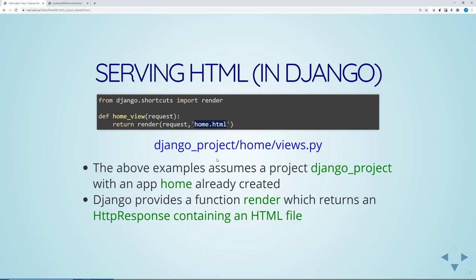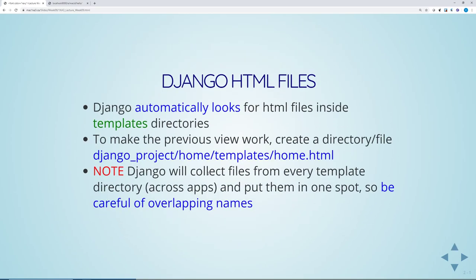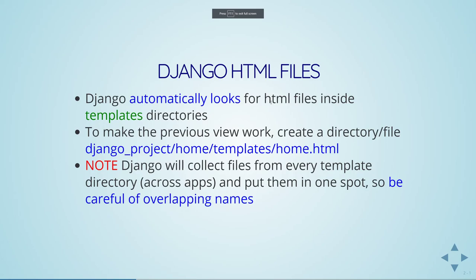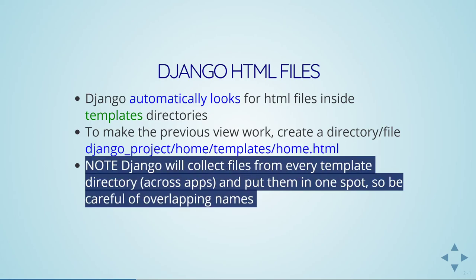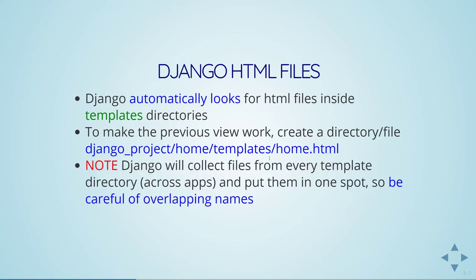So the way Django does this is it's automatically going to look for HTML files inside these templates directories. It's already set up in your settings so that whenever you put a templates directory inside an app directory, it's automatically gonna look for HTML files inside there. One thing to note about this, and I'm not doing this in this example, is that it's generally a good idea to further subdirectory these HTML files. So do something like templates and then maybe the name of the app again, like home/home.html.